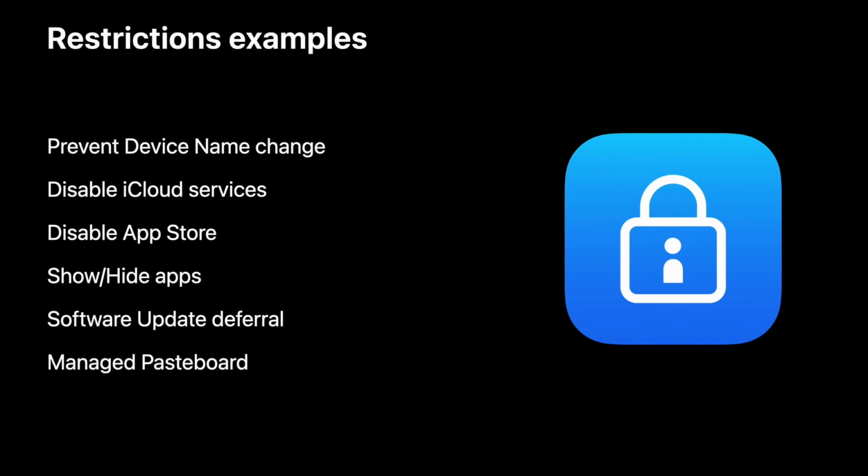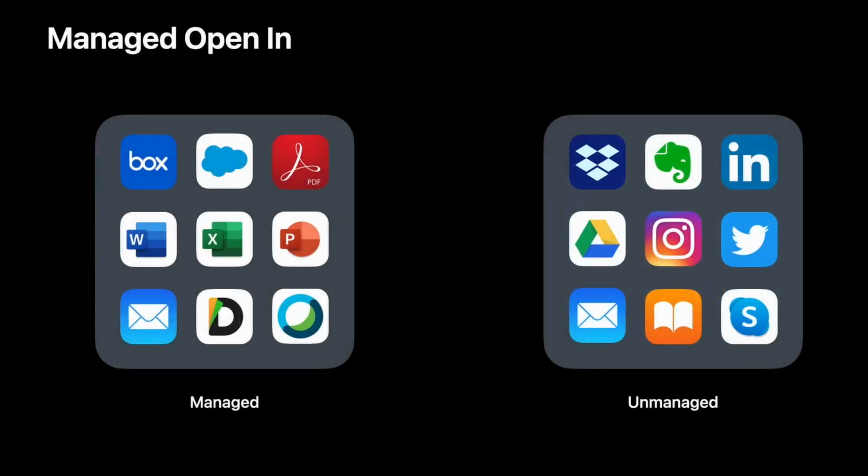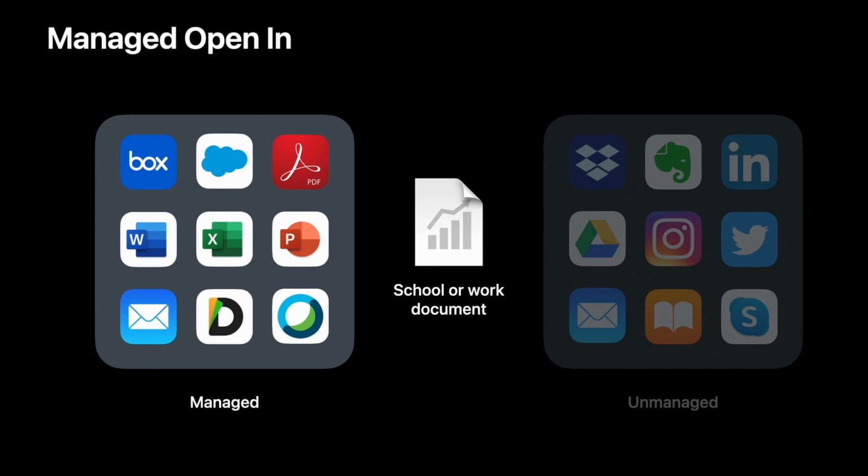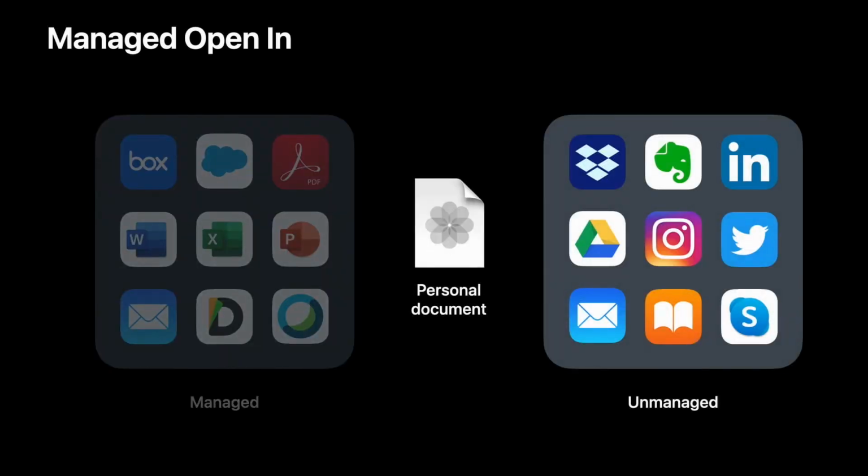Managed OpenIn is a set of restrictions that allow you to control the flow of information between organizational or managed and personal or unmanaged apps. Managed OpenIn prevents attachments or documents from managed sources from being accidentally opened in unmanaged destinations, and vice versa. For example, a confidential email attachment is not allowed to be opened in a user's personal apps. And mirroring that behavior, you may also prevent a personal document from accidentally entering the organizational data stream.